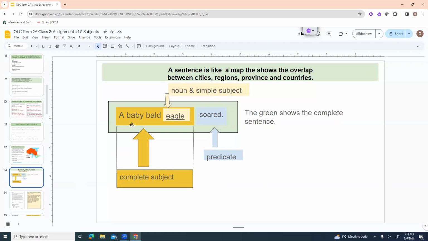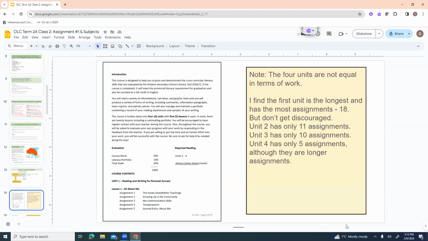So for example, if I said a baby bald eagle soared, eagle is the noun, but it's also the subject, right? The complete subject is a baby bald eagle. The simple subject, or what you think of as the basic subject, is just eagle. And then we've got a very simple predicate. The whole thing is the sentence. Okay, so now we're looking at unit 1.